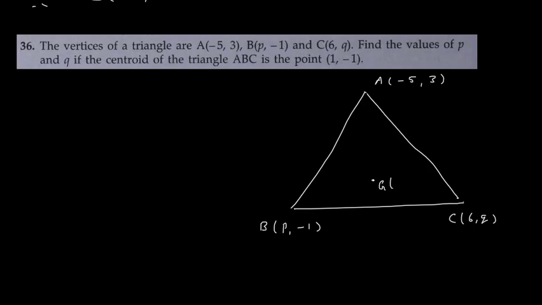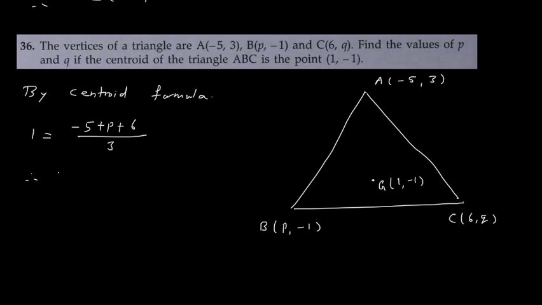Okay, G is the centroid, so we can use the centroid formula. So I will say that by centroid formula, we have 1 is equal to (minus 5 plus P plus 6) whole divided by 3. So therefore 3 into 1 is 3 is equal to, now this is P, 6 minus 5 is 1, so it is P plus 1. So 3 is equal to P plus 1, therefore P is equal to 3 minus 1 is 2, so P is equal to 2.